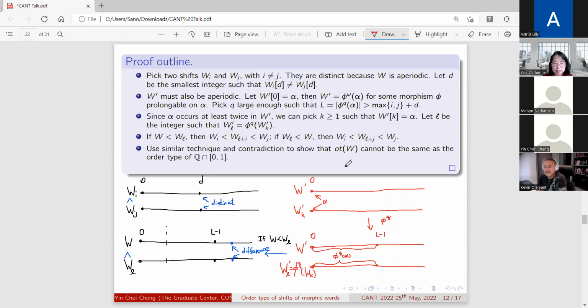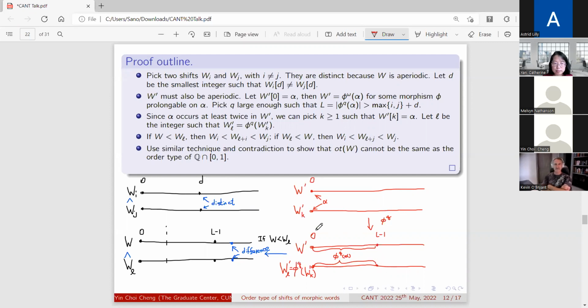So this corresponds to the pictures on the right-hand side in red. We started with W prime and the K shift of W prime. They both have the same starting letter alpha. Then we apply phi to the Q to both of these words. Now W prime being a fixed point of phi remains the same after phi to the Q is applied to it. Whereas phi to the Q of the K shift of W prime is some L shift of W prime. And they have at least a common prefix of length L.